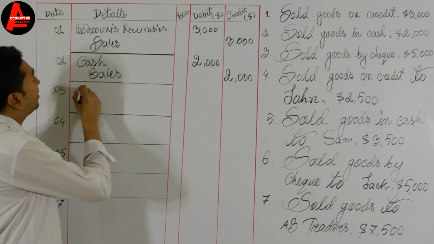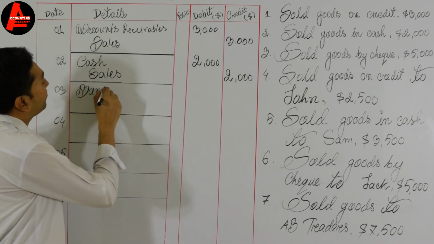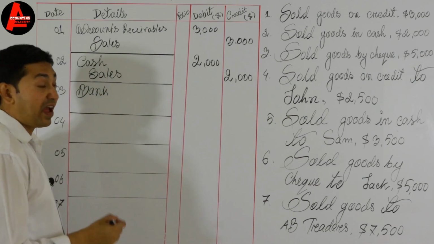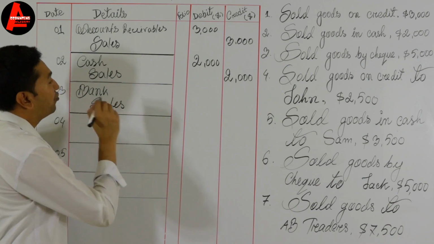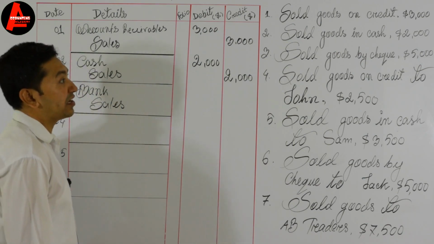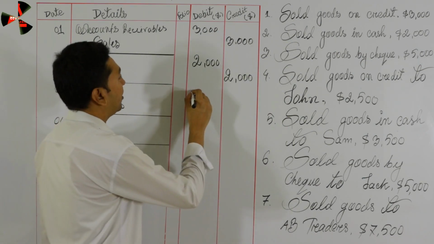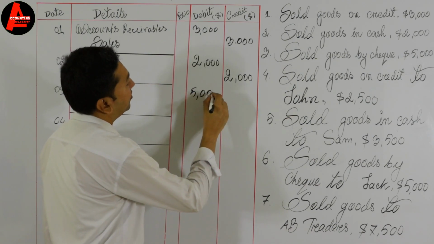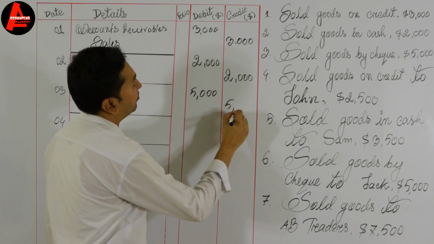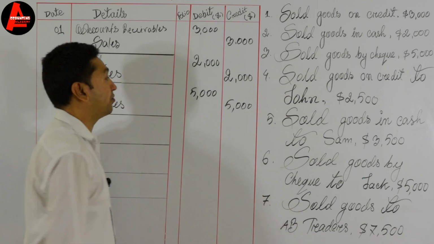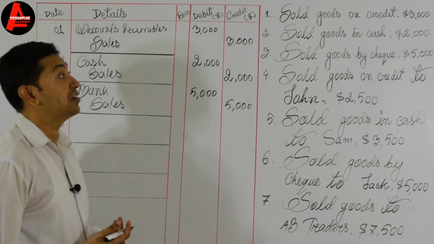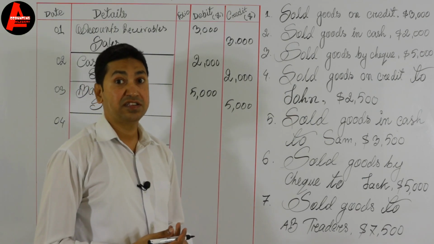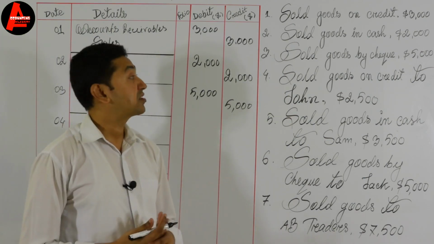So let us write here bank to be debited, and here same, sales is credited. Okay, how much is it here? $5,000 on the debit column and $5,000 on the credit column. If you want to write a note, how to write? You can write here sold goods by check. Okay, so finish number 3.